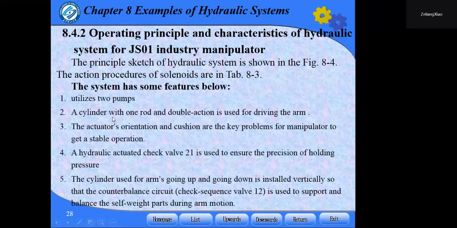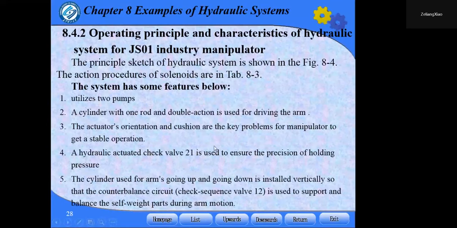A cylinder with one rod and double action is used for driving the arm, which is used to extend and withdraw, go up and go down. The speeds are controlled by the check speed regulation. The arm and the wrist turning are driven by a swing hydraulic cylinder, and the speeds are controlled by check speed regulation.